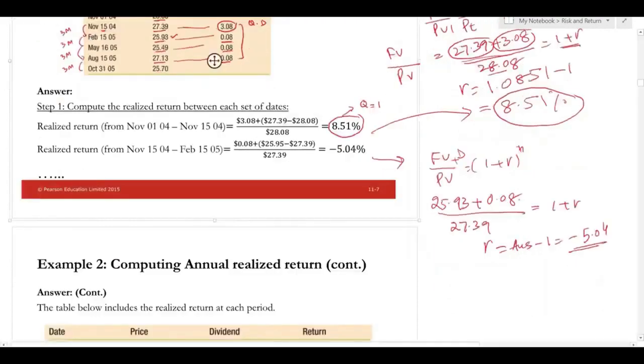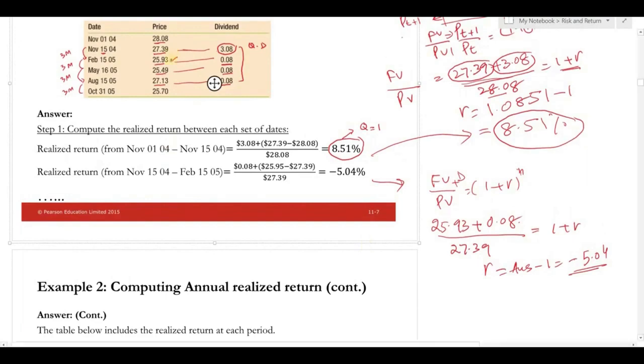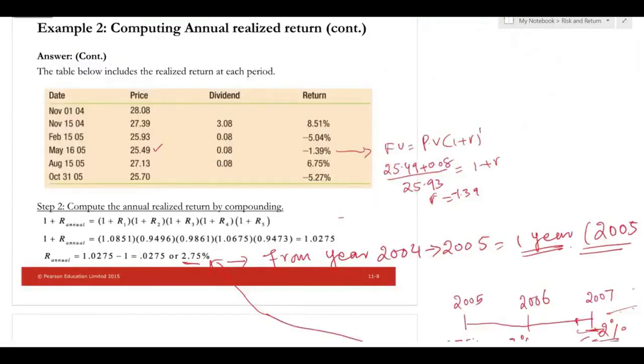Now for the next period, if you see from 27 to 25.39, the future value would be 25.93. Now with 25.93 you are also getting some dividend, that is 0.08, plus 0.08, divided by the present value. At that time the present value would be 27.39 and your answer would be negative 5.04. Lastly, if I just give another example, from 25 to 25.49, the future value formula is equal to PV times (1 plus r) power n. What would be the future value? It would be 25.49 plus some dividends, divided by the initial price, the present value. Our answer would be negative 1.39. Okay.